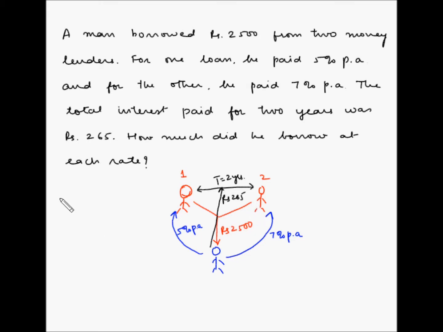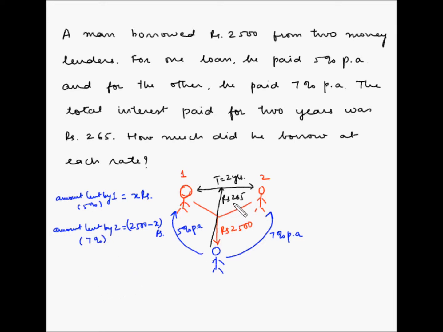So let's say the amount lent by one, which is at 5%, is equal to X rupees. So we already know that the total amount is rupees 2,500. So the amount lent by 2 will be equal to 2,500 minus X rupees. And this is at 7%.